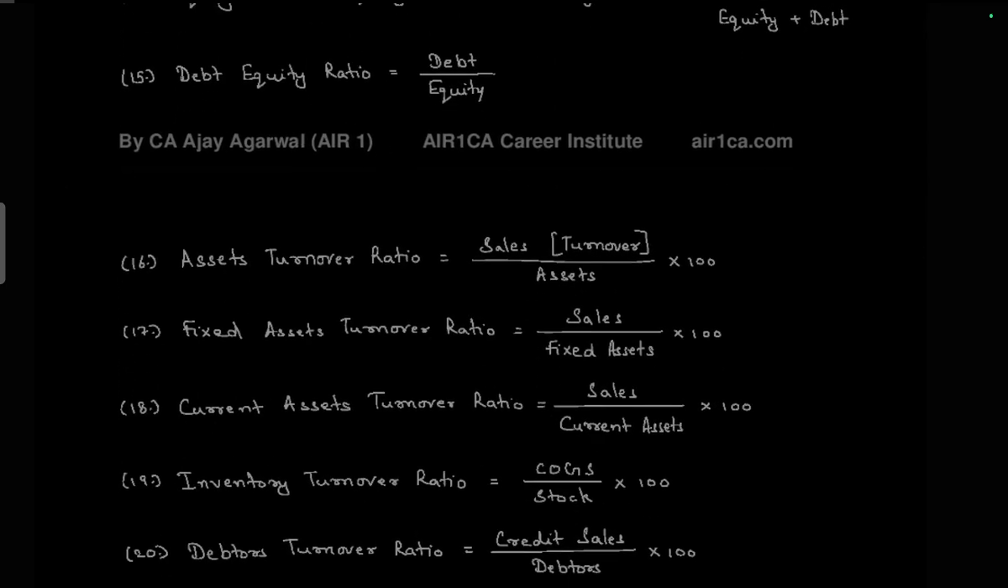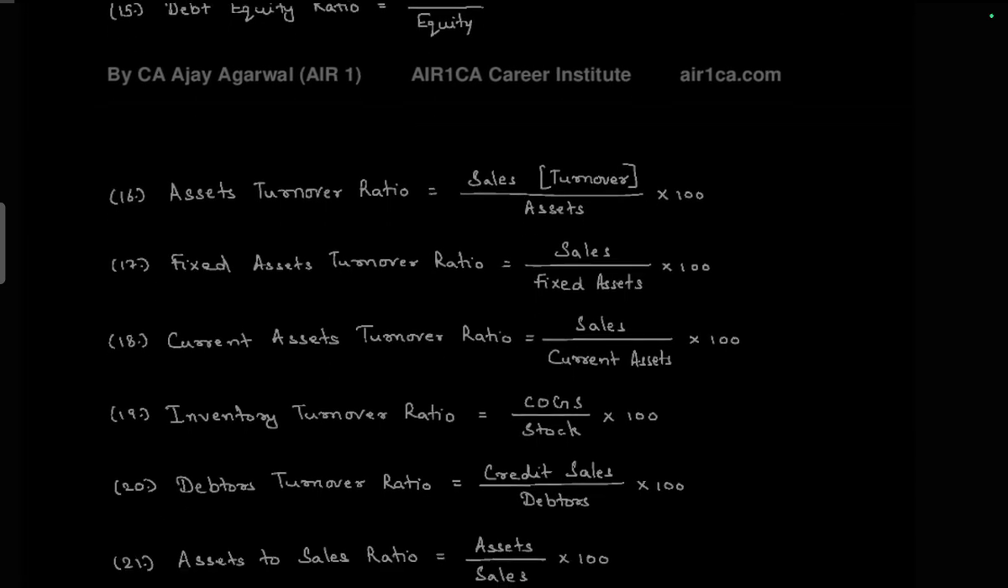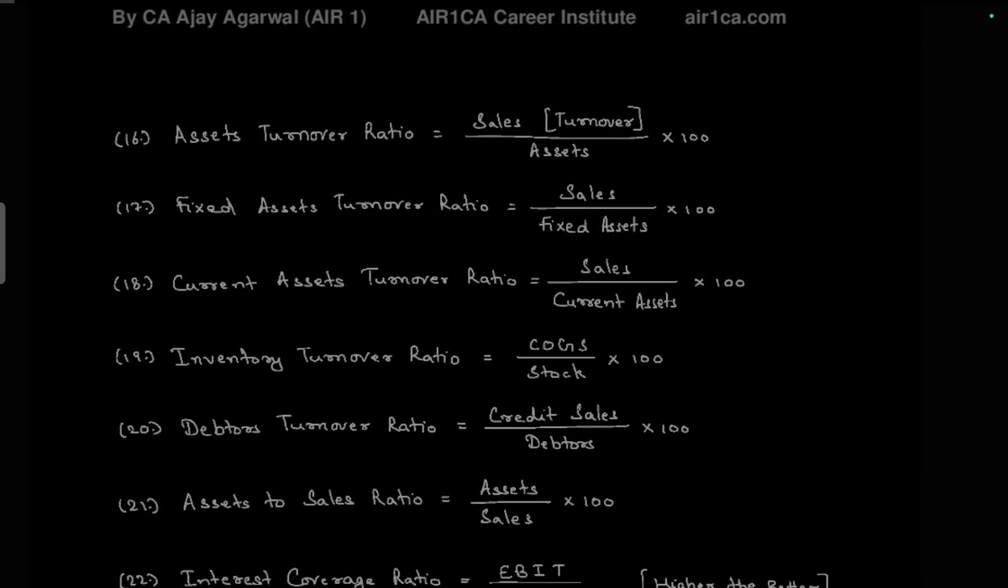Asset turnover ratio. What is the asset turnover ratio? Total sales this year divided by total asset, into 100. It shows how many times, with this asset, I am able to make a turnover. Fixed asset turnover ratio: total sales divided by fixed asset into 100. Current asset turnover ratio: sales divided by current asset. You can see how many times the current asset made sales.